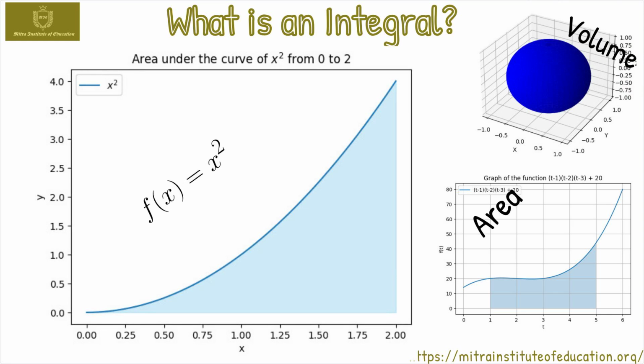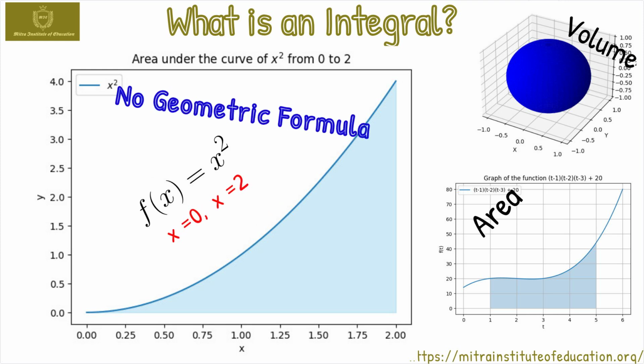Consider the function f of x equals x squared. We want to find the area under this curve from x equals 0 to x equals 2. Now, here's the catch. There's no simple geometric formula to calculate the exact area under this curve.